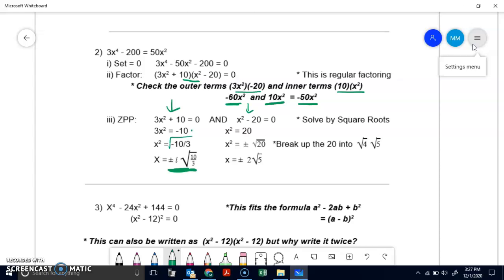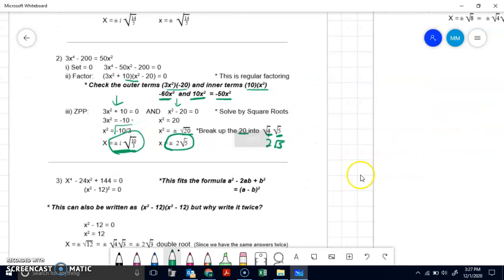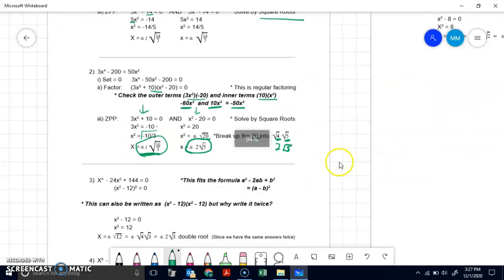Okay. Now this one, when I minus 10, notice again I pop an i out because I'm taking the square root of a negative. Over here I have the square root of 20. That breaks up into 4 times 5, or 2 times the square root of 5. So that's the final answer, plus or minus 2 times the square root of 5. And there's your 4 answers.